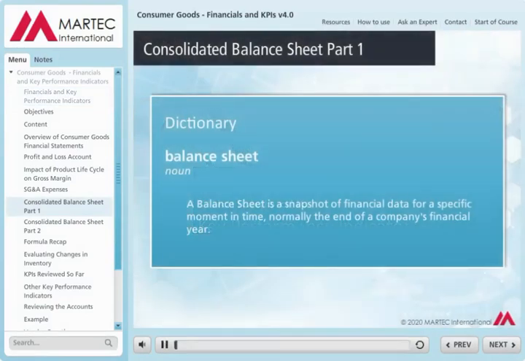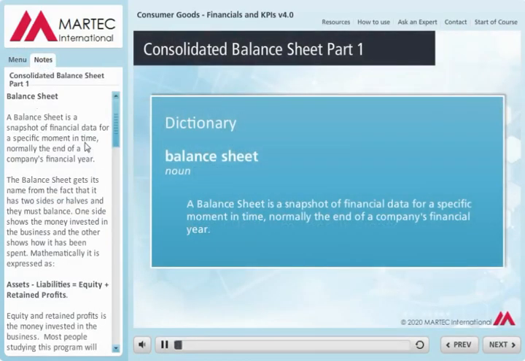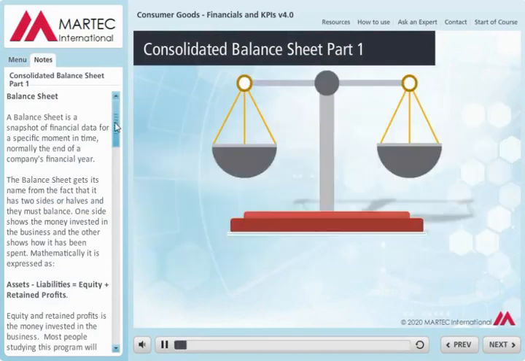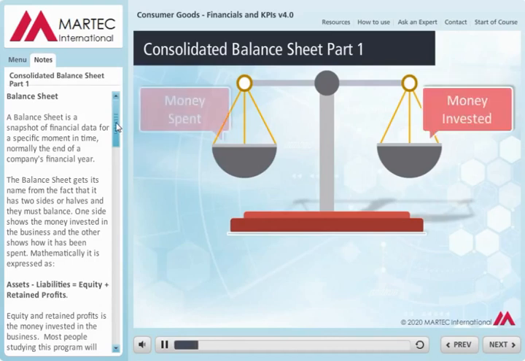A balance sheet is a snapshot of financial data for a specific moment in time, normally the end of a company's financial year. The balance sheet gets its name from the fact that it has two sides or halves and they must balance. One side shows the money invested in the business and the other shows how it has been spent.